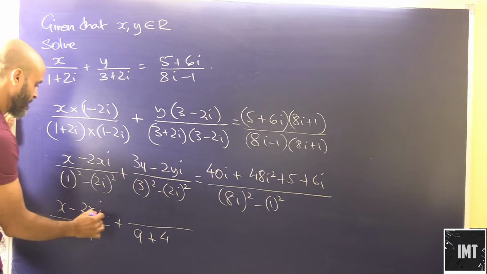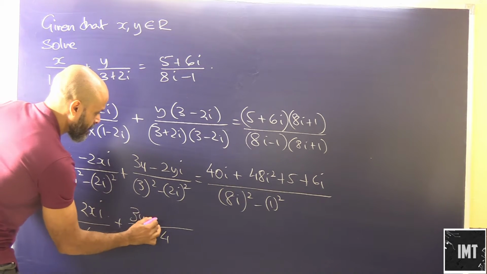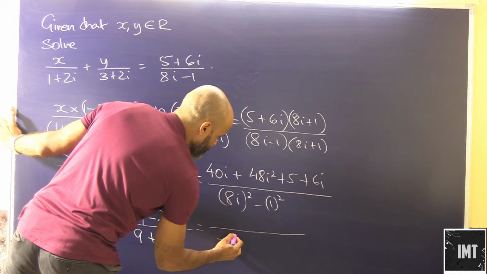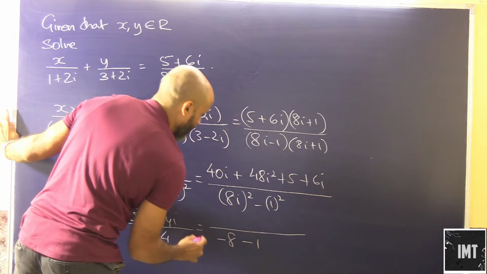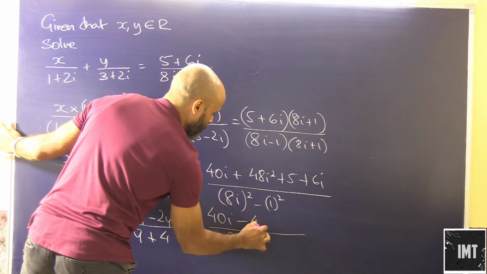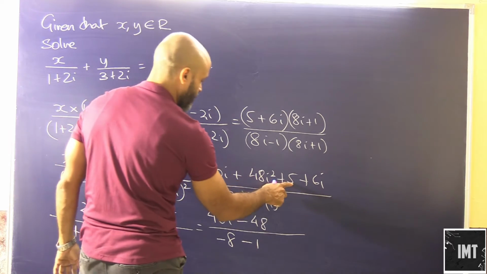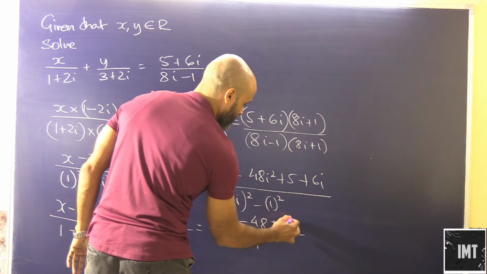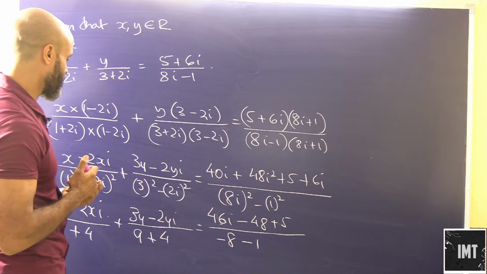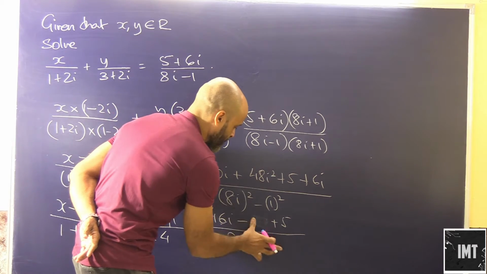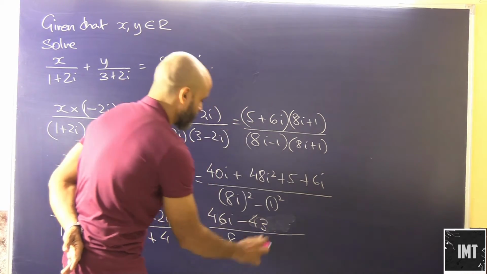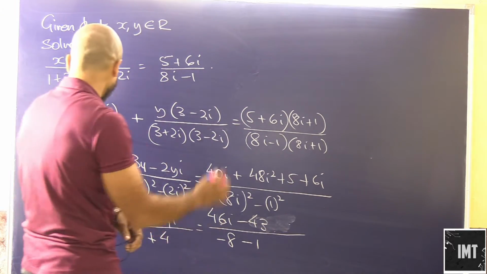4. Okay. Here we have 3y minus 2yi. This will be equal to minus 8 minus 1, and this is 40i minus 48. This will be minus 48 plus 5 plus 6i. So this will be 46i, and minus 48 plus 5, that will be how much? Minus 43. So let's rearrange it again.